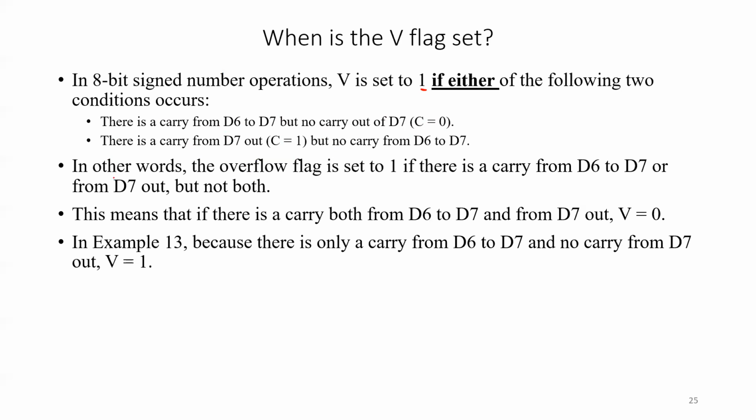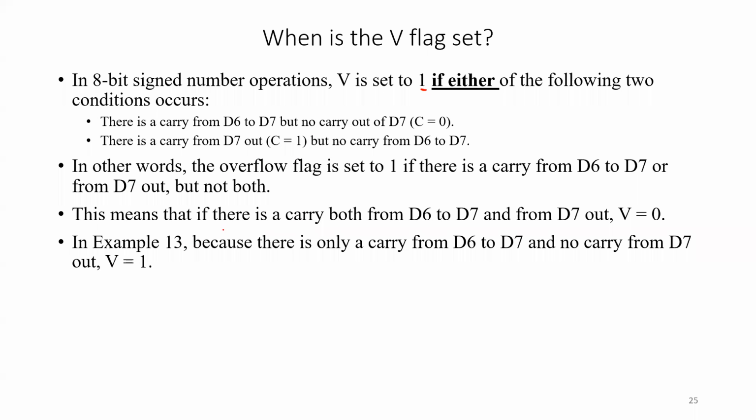So in other words, the overflow flag is set to 1 if there is a carry from D6 to D7, or from D7 out. D7 out means D7 and the remainder would be on the carry or another register, but not both. So only if one of them happens. Again, if you have overflow in D6 and D7 together, in this case, V would be 0. It will not be converted to 1.